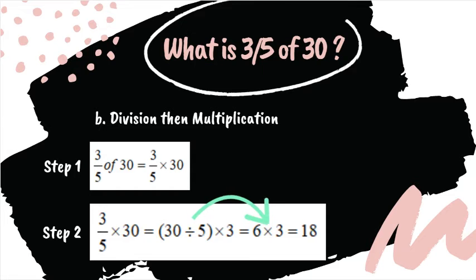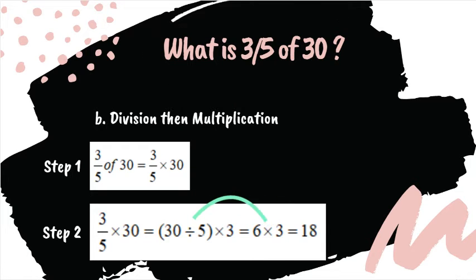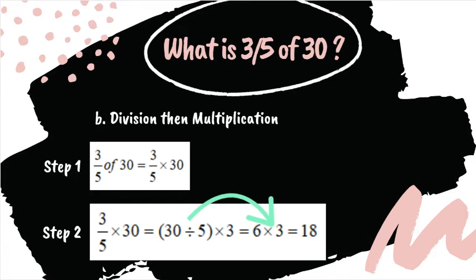Second way, using division first, then multiplication. Don't forget the workings. Step 1. Change "of" to the multiplication sign. So 3 over 5 of 30 is equal to 3 over 5 times 30. Then continue to step 2. We will use division and then multiplication. So it will become 3 over 5 times 30 is equal to (30 divided by 5) times 3.